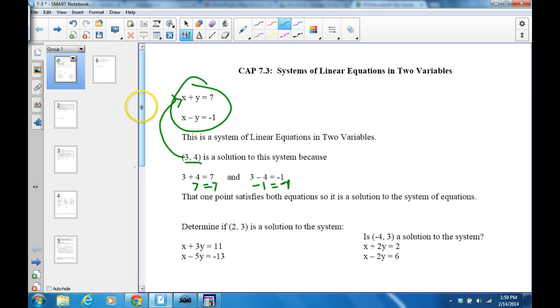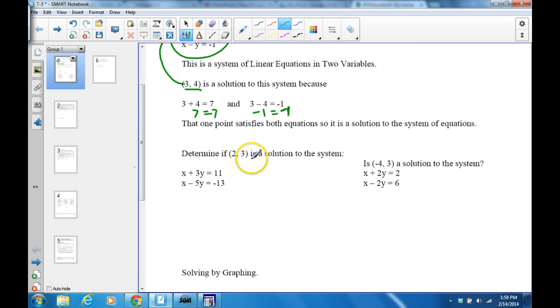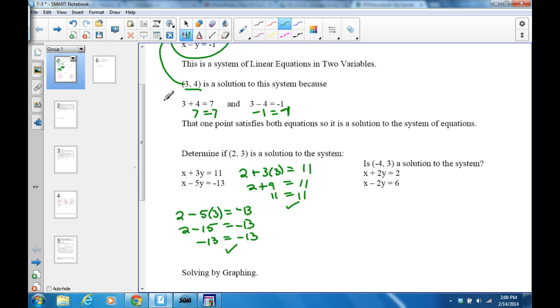Here I want you to take a moment and see if 2, 3 is a solution. I'm going to pause the video and we'll come back and check in a second. So if you went through and actually put 2 in for x, 3 in for y, you got 2 plus 3 times 3. And then 2 plus 9 equals 11, and 11 does equal 11. So it is in the first equation. And also, if you do it for the second equation, 2 minus 5 times 3 equals -13. And in the end, -13 does equal -13. So this is a solution to this set of equations.